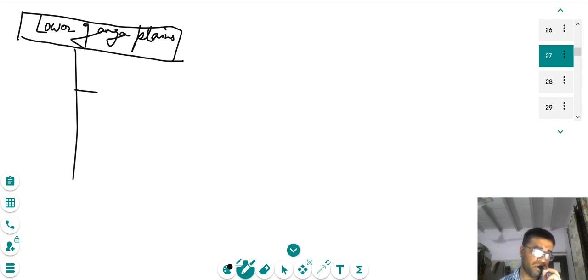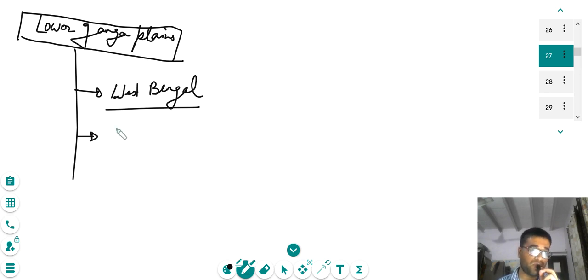Now, lower Ganga plains are basically in West Bengal. And in West Bengal, there are again old alluvium as well as new alluvium, right? Rivers meander strongly again. Meandering of rivers happens here also, right? And the rivers form riverine islands here.